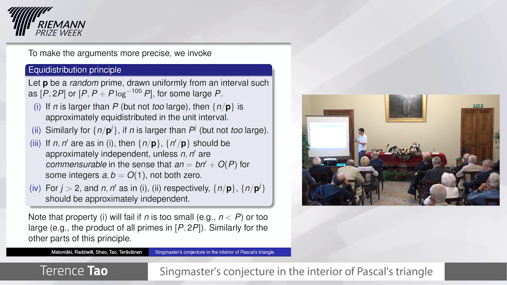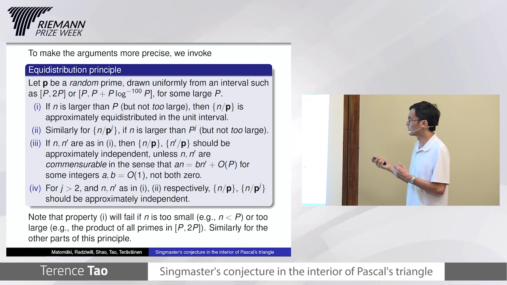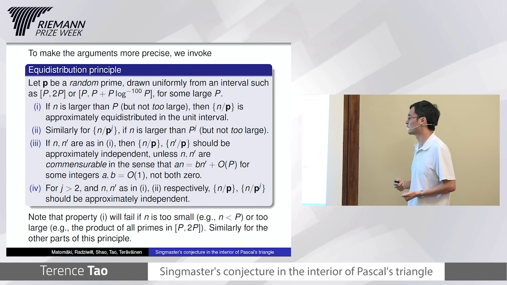If n is too small, if n is less than p, you get a very small number, very close to 0. But if n is big, bigger than p, like say size p squared, if you take a big number and you divide by p and you look at all the fractional parts, then it turns out these fractional parts are very evenly distributed. They're what's called equidistributed on this interval. So the behavior of this fractional part changes depending on whether n is bigger than p or less than p. And so there's a transition that you can quantify.